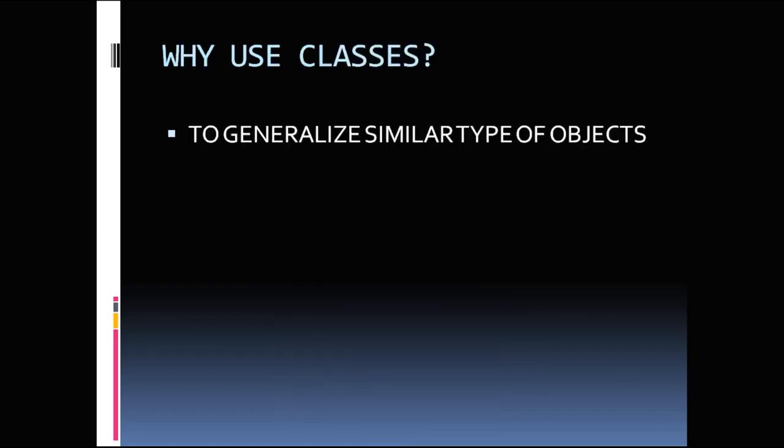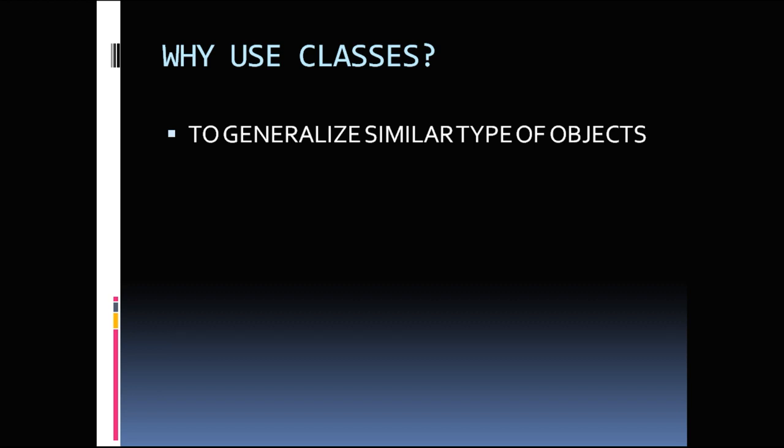Okay. Why do we use classes? Suppose I'm running a program that includes 2 operations. One is addition and the other is subtraction. Okay. So why do we use classes? As you can see, I am using the word classes to generalize similar types of objects.